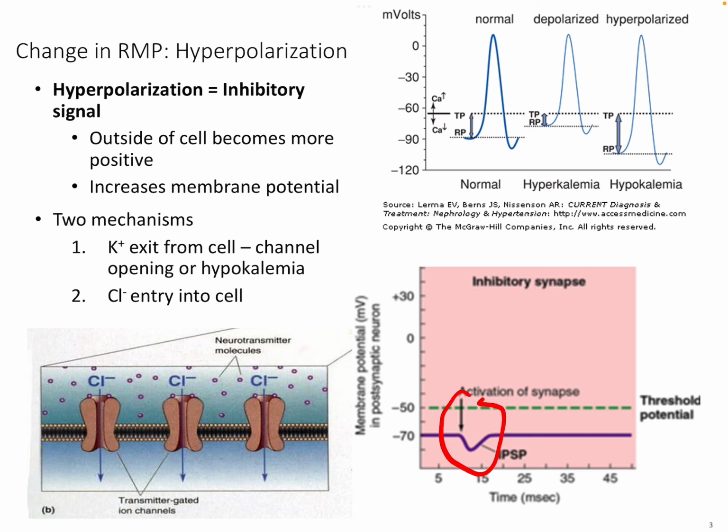Potassium leaving the cell results in hyperpolarization. This can be through the opening of potassium channels or a decrease in extracellular potassium, called hypokalemia, which encourages more potassium diffusion out of the cell and makes it harder to reach that threshold potential. If chloride channels open, negatively charged chloride ions will diffuse into the cell, increasing that membrane potential.